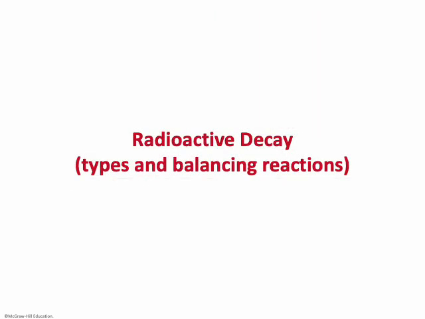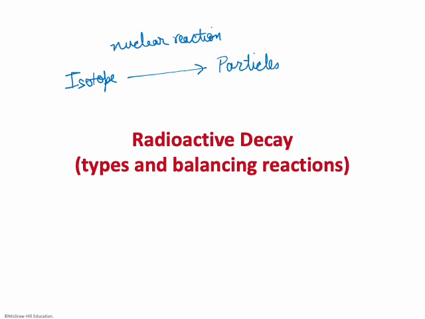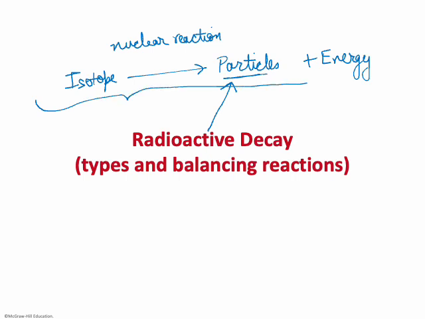Now, radioactive decay, which is also called nuclear decay. So what is a nuclear reaction? A nuclear reaction usually involves one isotope of an element that will undergo a nuclear reaction and produce some sort of particles, and it will always involve a lot of energy. And these particles that it produces are referred to as radioactive decay. So this nuclear reaction is referred to as nuclear change or radioactive decay.